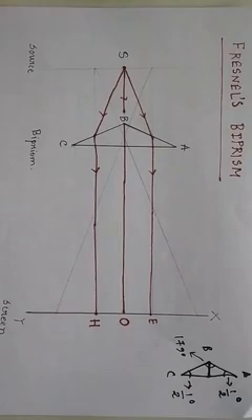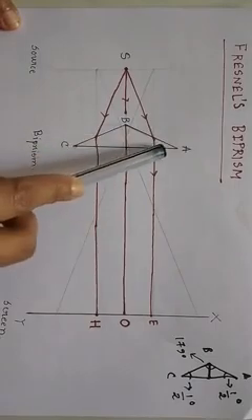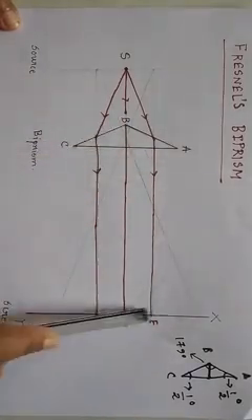So the rays which are deviated or refracted from the upper half of this prism, that is, all the rays in the upper half.